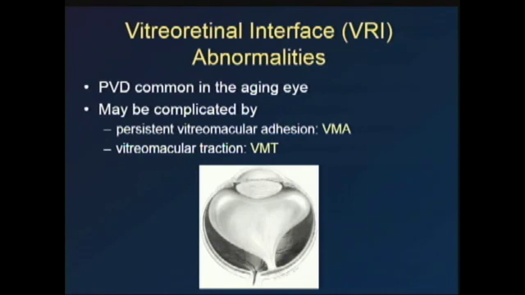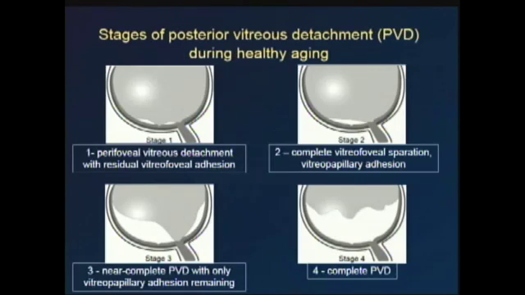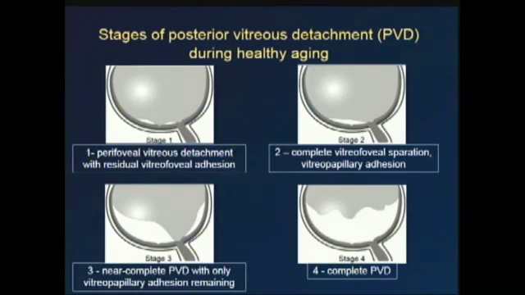And in some cases, this vitreous wants to pull a little further inside the eye, and if it does pull a little further on the fovea, we call that a vitreomacular traction. Here are the stages of a PVD, for those who were not there yesterday.